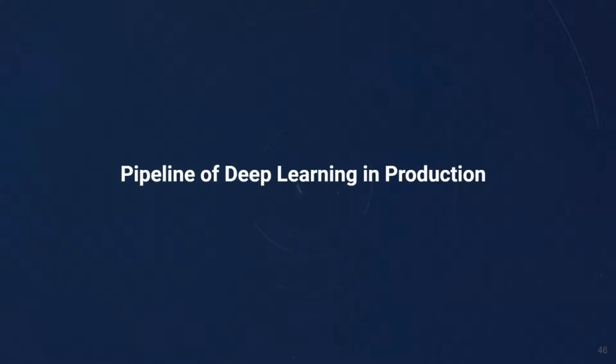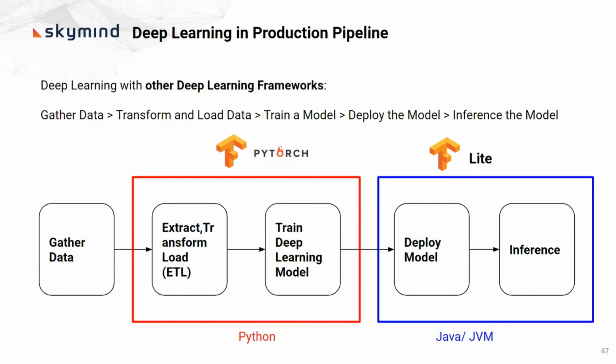We will go into what the typical pipeline is when you're trying to launch a deep learning application in production. So this is probably your scenario. Let's say you're using TensorFlow, PyTorch, and any other frameworks out there. First of all, you will probably gather data, and then you need to extract and transform it, pre-process, and load, which is the ETL portion here.